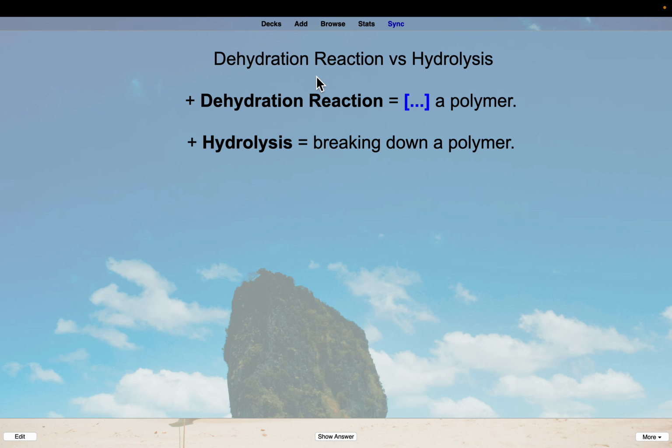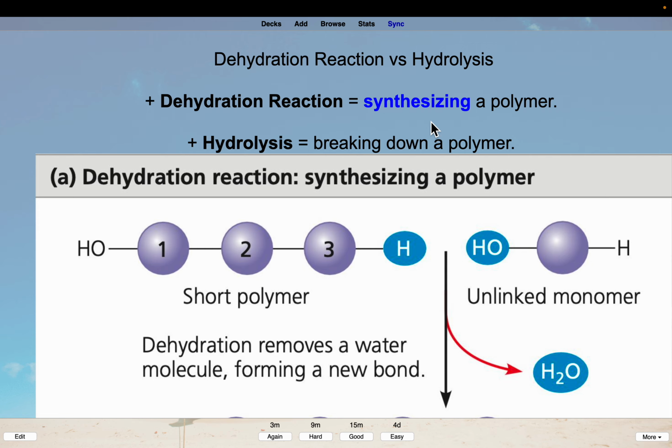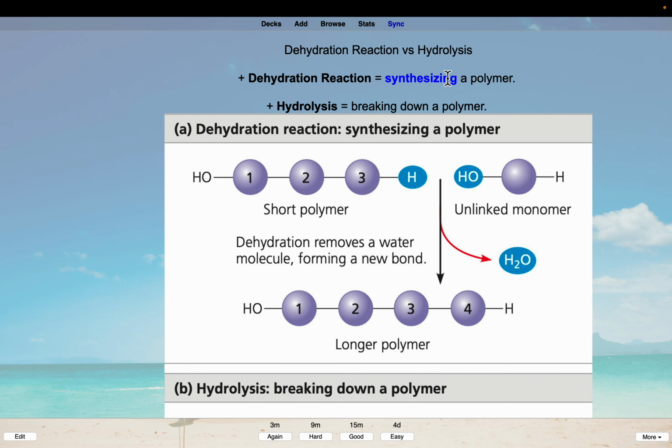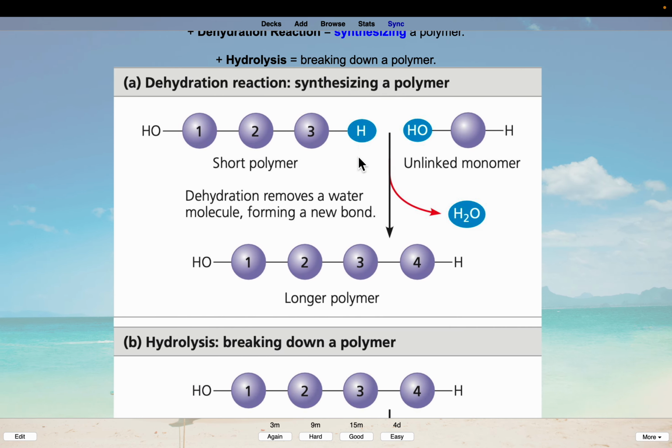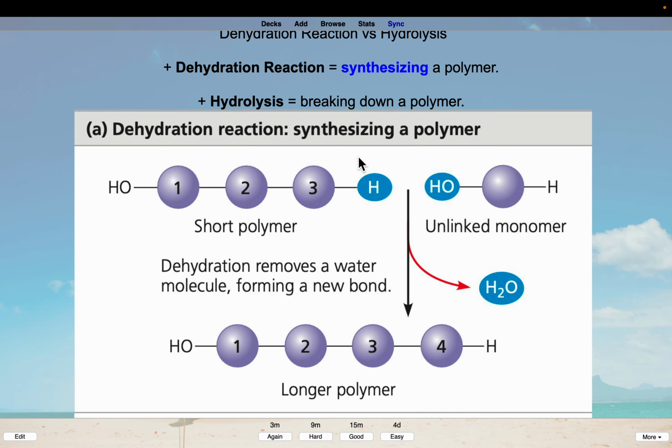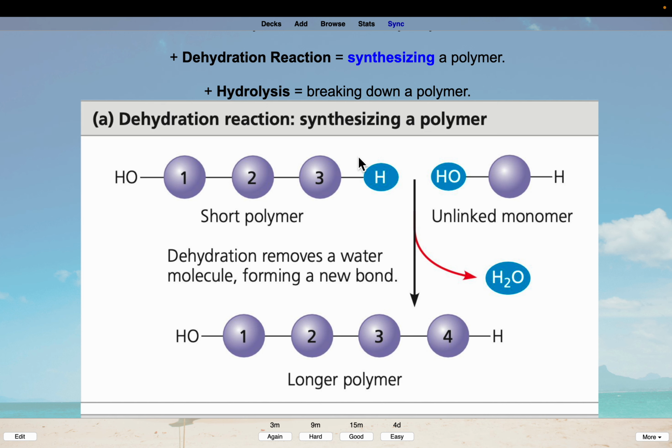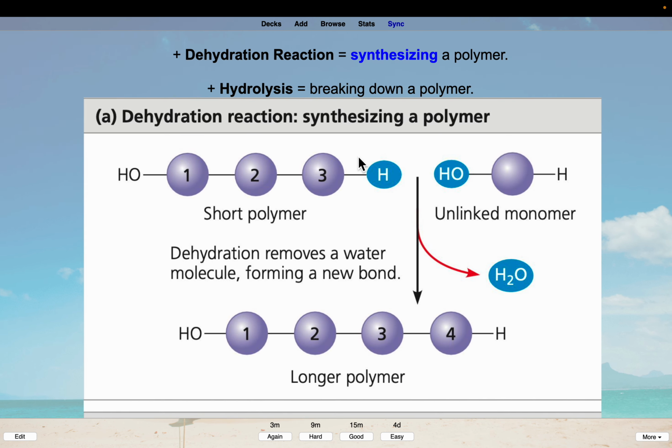Dehydration reaction versus hydrolysis. So for dehydration reaction, this is the synthesis of a polymer. Hydrolysis is the breaking down of a polymer. Okay, now we have an illustration on the two processes.